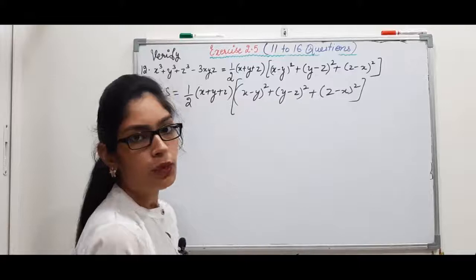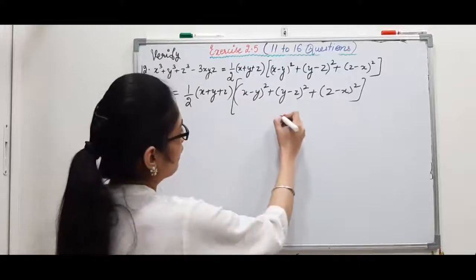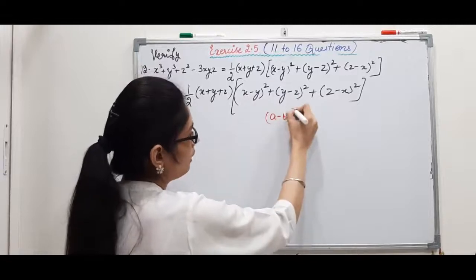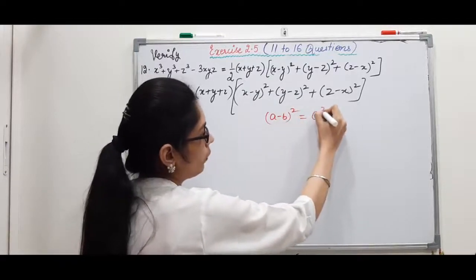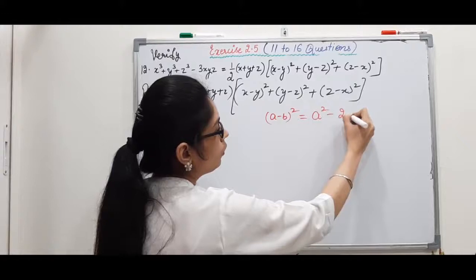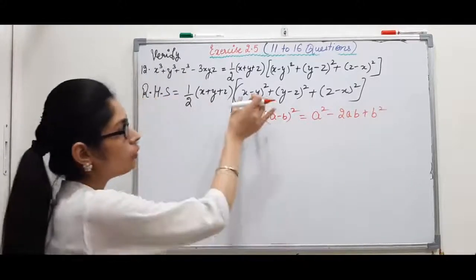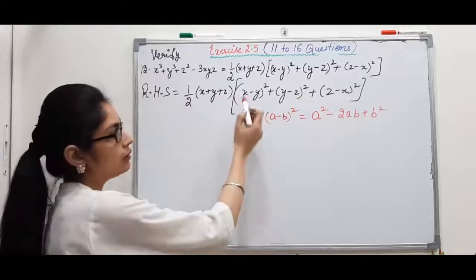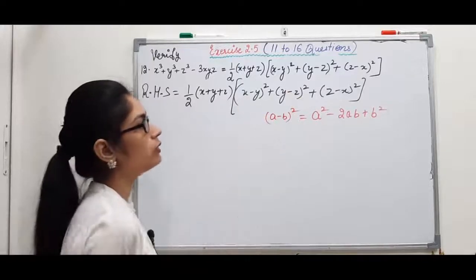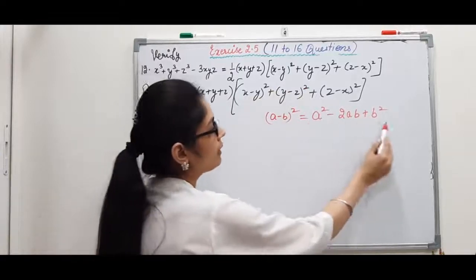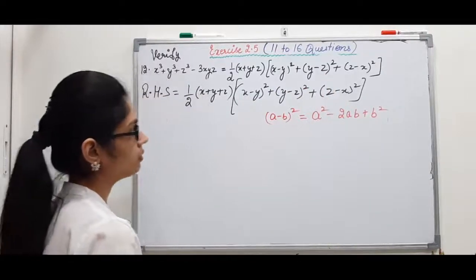a minus b whole square, sorry. So it was a square minus 2ab plus b square. Here all these three terms are in this form, a minus b whole square, all are in this whole square form. So we'll use this identity for all these three expressions.